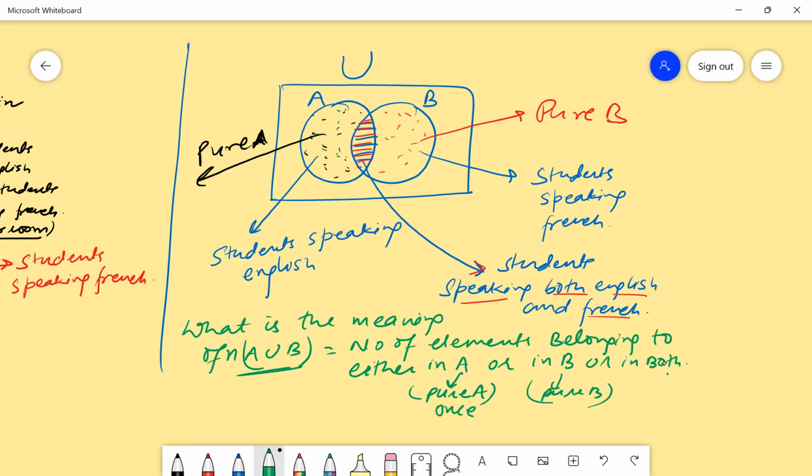This is once, this is once, and both part also once. Only once. If you go by area, then once the area of pure A, once the area of both, once the area of pure B. Area doesn't mean the geometrical area, it means the number of elements situated in that area: pure A, the number of elements situated in that area A and B, and the number of elements situated in pure B.